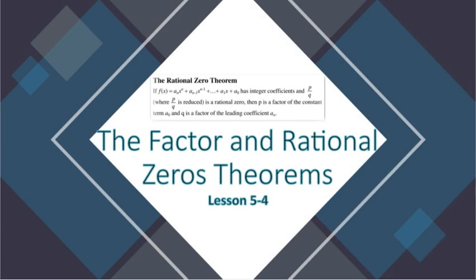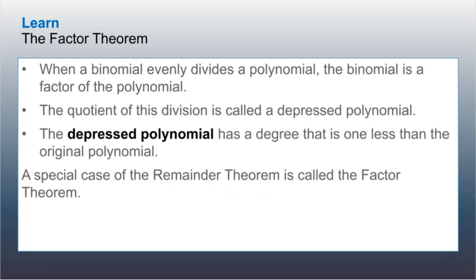Lesson 5-4, the factor and rational zeros theorem. When a binomial evenly divides a polynomial, the binomial is a factor of the polynomial. The quotient of this division is called a depressed polynomial. A depressed polynomial has a degree that is one less than the original polynomial. We looked at that briefly when we did synthetic division.